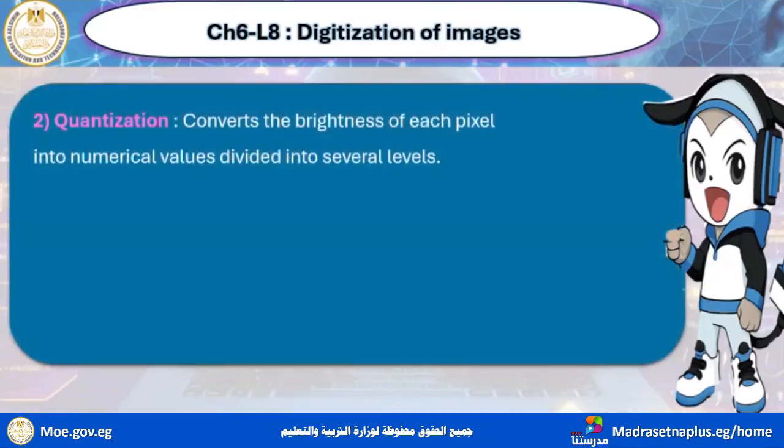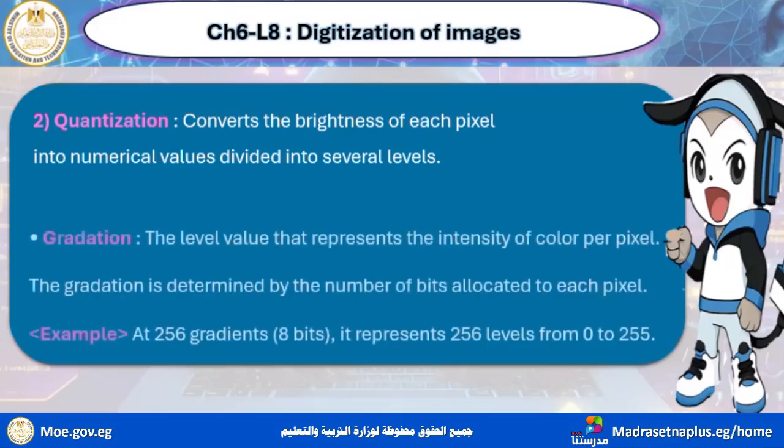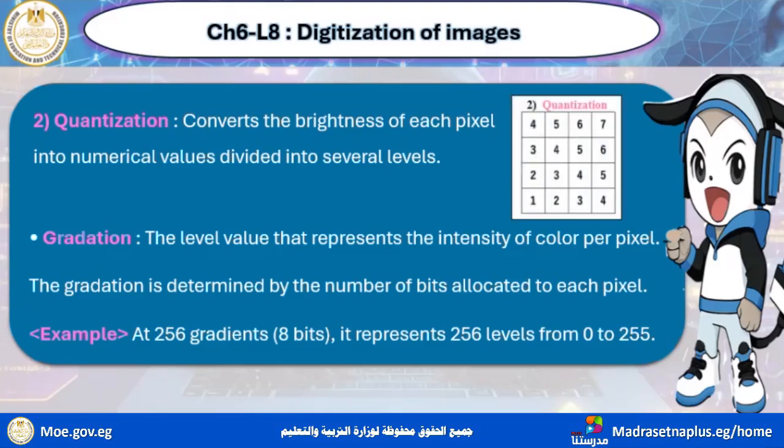Now, in the second step, we see how we can quantize the image, how we can convert the brightness of each pixel into a numerical value. How could we do it? By dividing the pixel levels into several levels according to the brightness. We see here in this table that the numbers start from 1 to 4, then in the second level from 2 to 5, in the third level from 3 to 6, and in the fourth level, which is heavier, from 4 to 7.